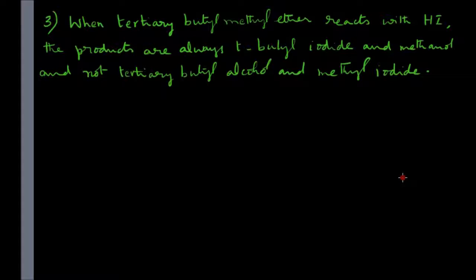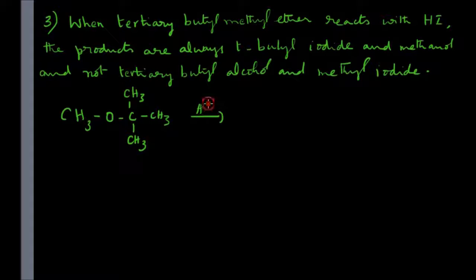The statement may appear difficult to you, but if you write the correct structure of tertiary butyl methyl ether, you will get some clarity in your thinking. This is tertiary butyl methyl ether. We are considering the reaction with HI. This is a very important reaction of ethers. Here, one of the bonds gets cleaved, so it is called the cleavage reaction also.